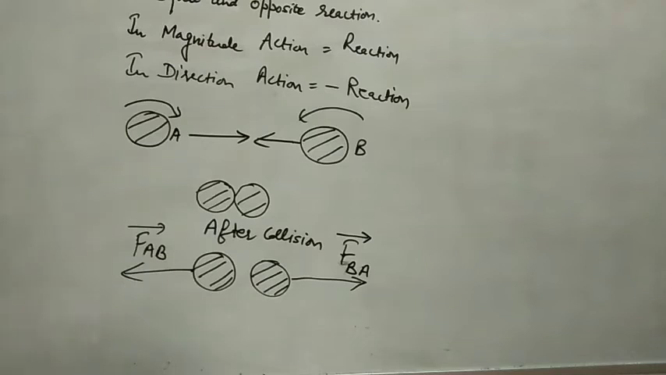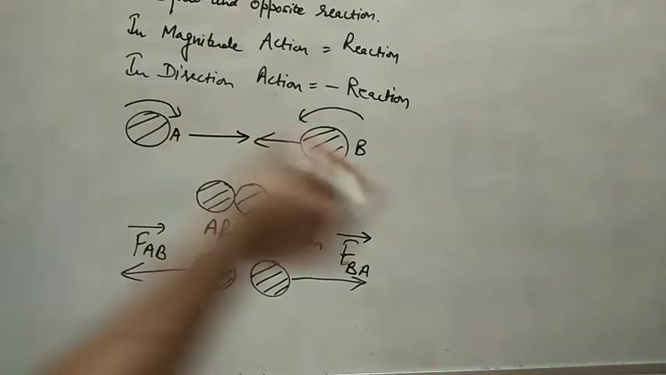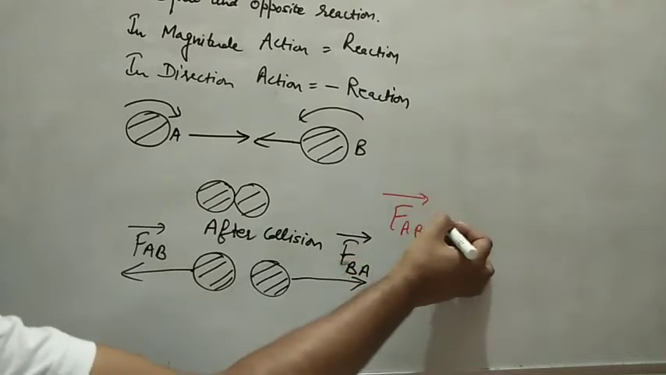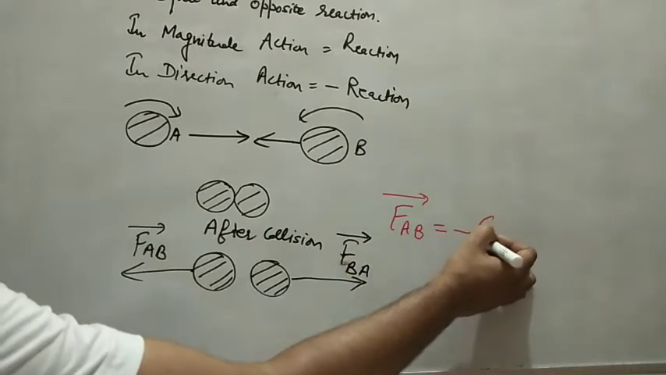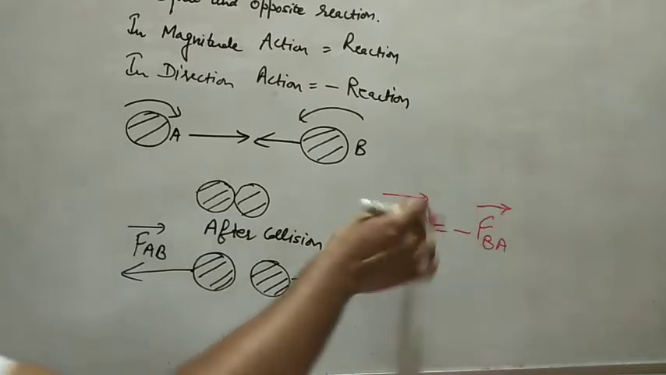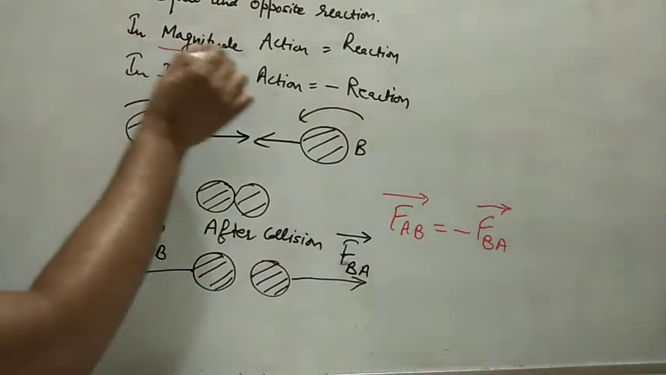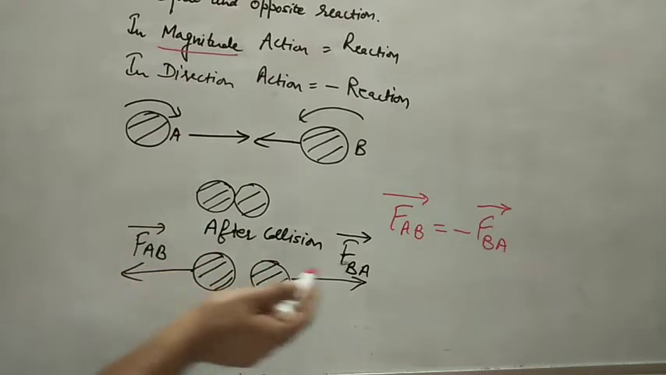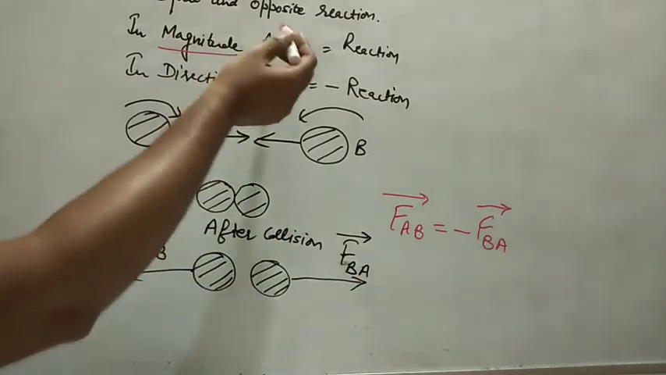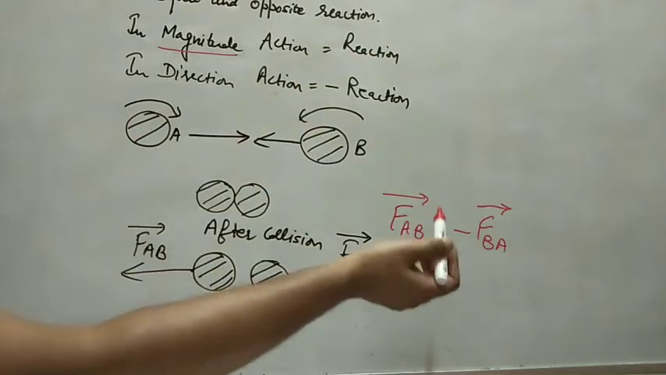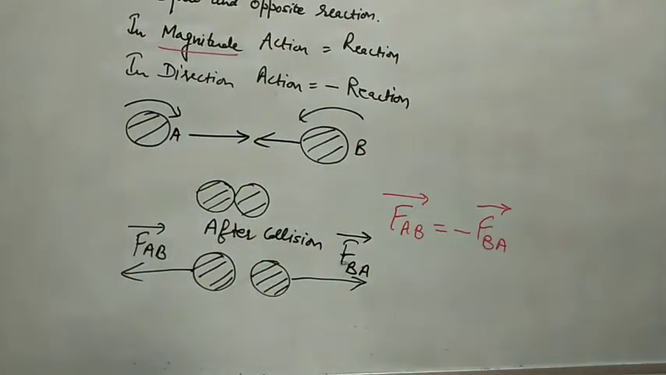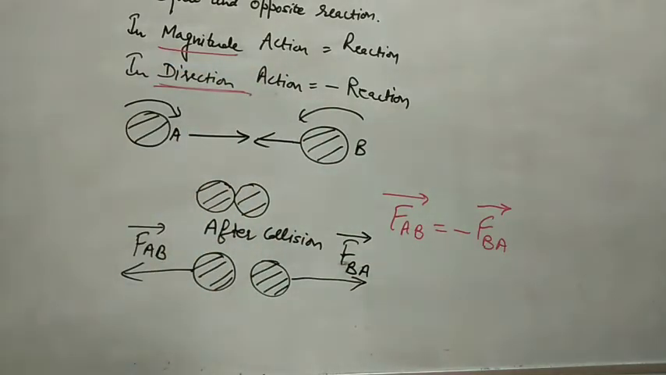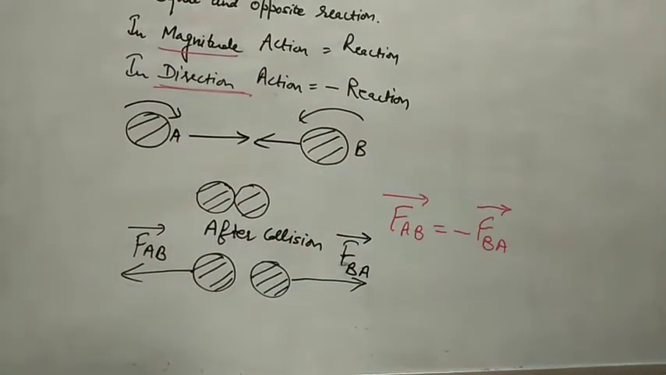So both FAB and FBA are forces, but the interesting thing is FAB is equal to minus FBA. Why? Because we have already discussed that if this is action, then FBA is reaction. So action and reaction are equal. The equal sign means they are equal in magnitude. The negative sign shows that their direction is opposite.